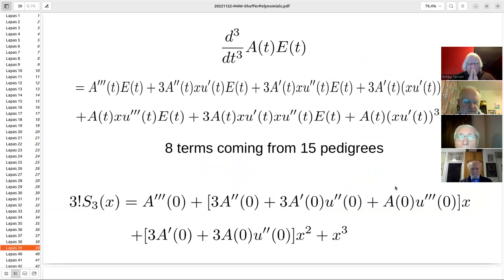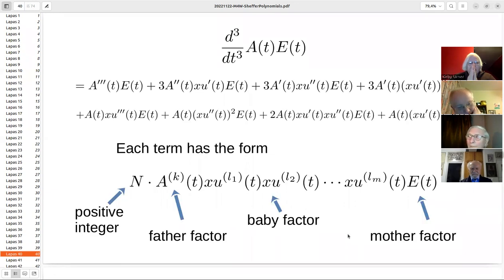Okay, so we're on track. Then you can get 15 terms, which I call pedigrees, because there's 15 ways you could be unfolding these things, and then 8 terms will come from combining them together, and you'll get a polynomial of the 3rd degree, let's say, in this case. And then you start to see the pattern of the father factor, the baby factor, the mother factor, that the A of t is like the father factor. And so the A of t just gets repeated differentiation however many times, but it doesn't ever have a baby, so to speak. It doesn't add more, but the mother keeps adding babies. Any questions up to here?